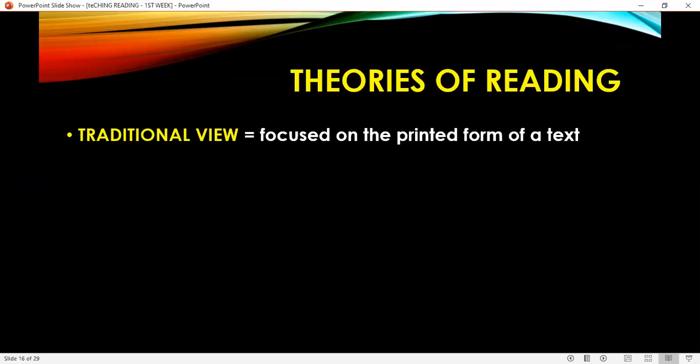The first one is called the traditional view of reading. This view is focused on the printed form of a text. So the most important thing here in the process of reading is the text. What does the text say? No more. The printed form of the text. This is the traditional view, all right?